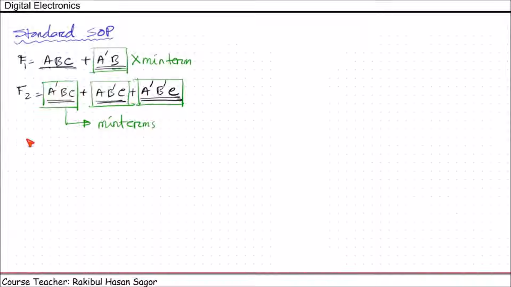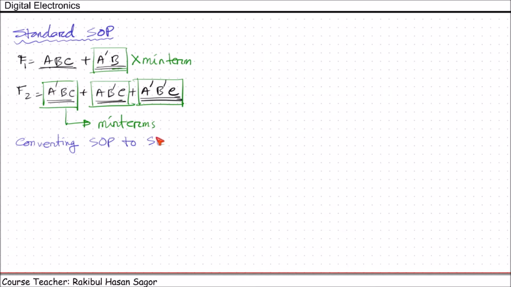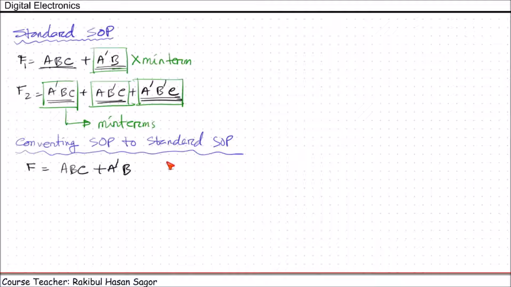Now let's see how to convert a normal SOP form to standard SOP form. So converting SOP to standard SOP. How to do that? Suppose we have a function f which is a b c, let's take this function, plus a prime b. This is SOP but not standard SOP. How can we convert that? First of all, we need to find the product term where the variables are missing. Here we have one missing variable.